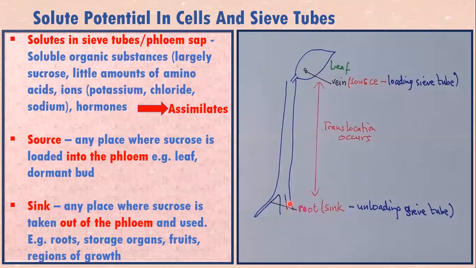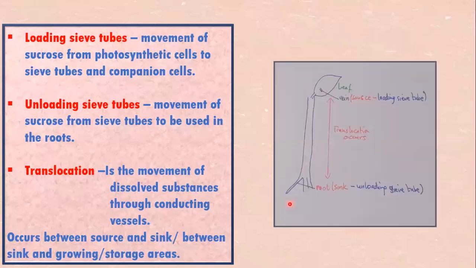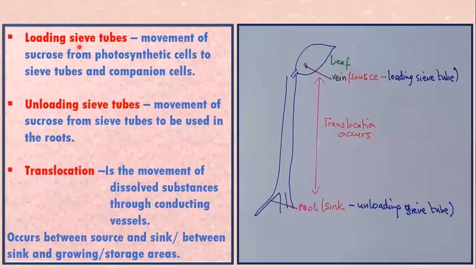So that is the sink. Now we have other terms to look at. We look at loading of sieve tubes. Loading simply means movement of sucrose from photosynthetic cells. The cells in here will be photosynthesizing and making glucose, turning into sucrose. And the sucrose will be pushed into the sieve tubes and companion cells. That's the phloem. So any place that this goes on, that is the source.